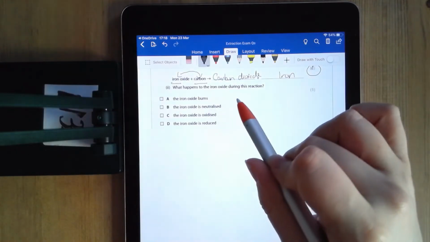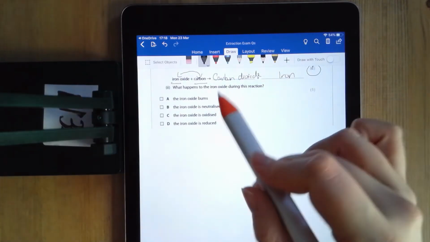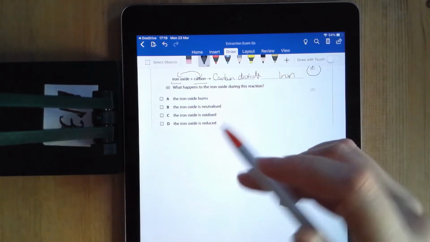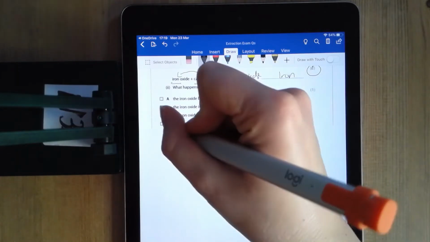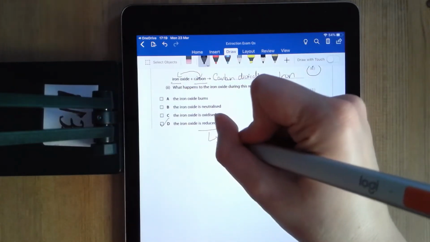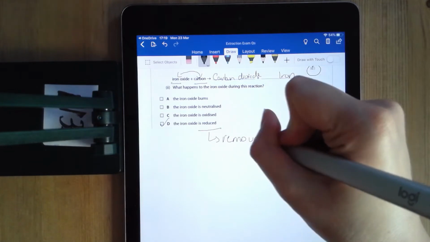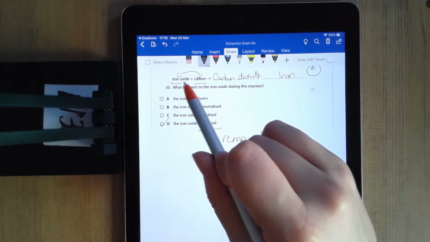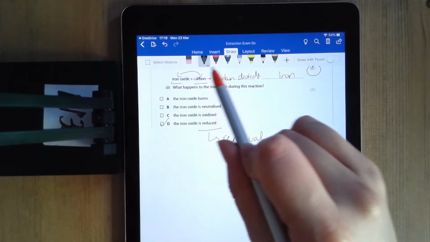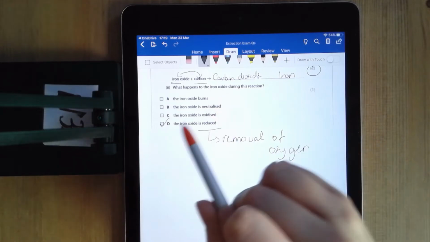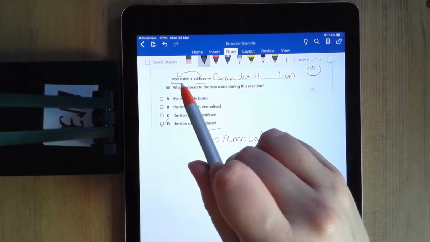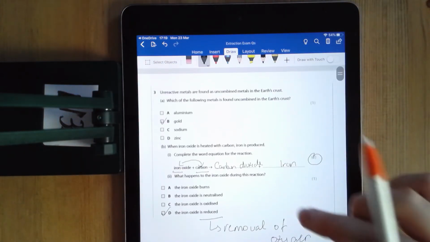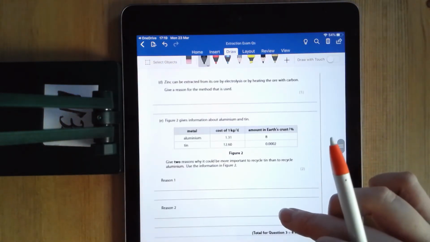The next one, what happens to the iron oxide during this reaction? Again, it gives you lots of options. There's only one of these that we have seen during this topic, and that's the last one. Iron oxide is reduced. Remember, reduction is the removal of oxygen. If we look at what happens in that equation, iron oxide on the left has oxygen. It loses that oxygen to form just iron on the right. So iron oxide is reduced. The oxygen is being removed from iron oxide to give me just iron. So if you got that right, that was another mark. So there's 4 marks in that first question on the first page.